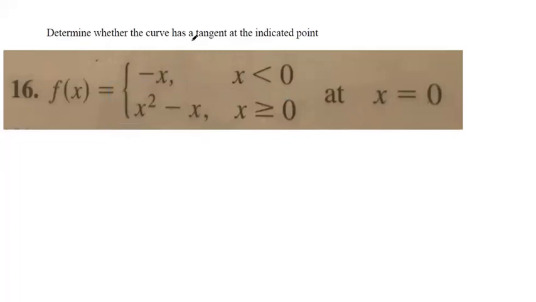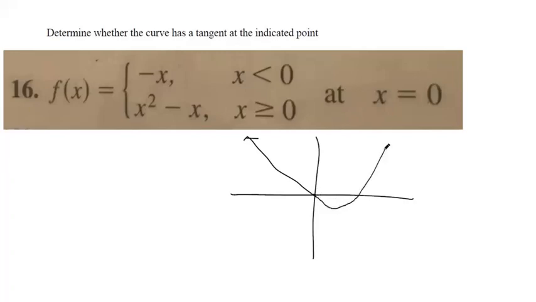So if the curve has a tangent at the point, then it should be able to have a line that only touches at one spot. So negative x, this is the graph. It has a y-intercept of 0, decreases by 1, runs to the right 1, slope negative 1. Then x squared minus x, that does cross at 0. Let's see, so 1 is the other place. So that one looks kind of like this.